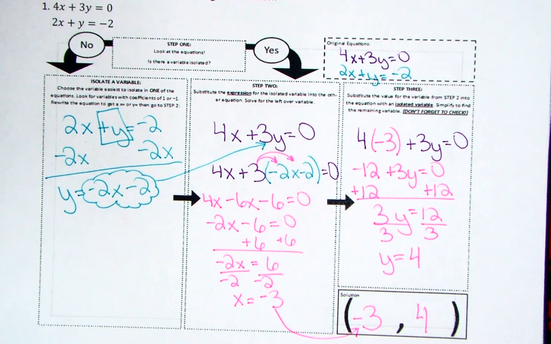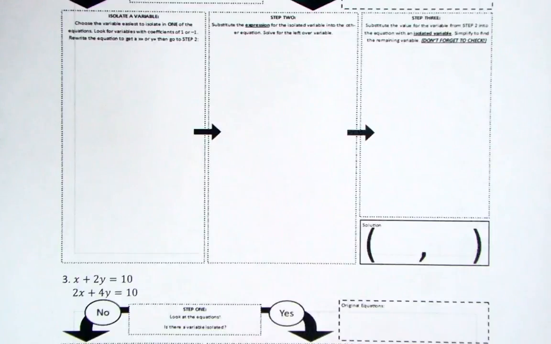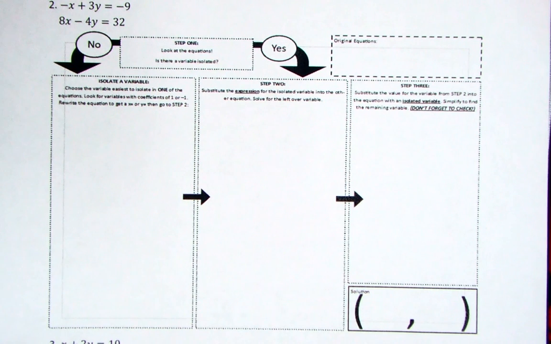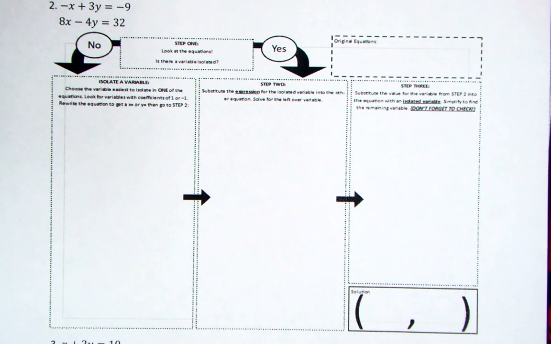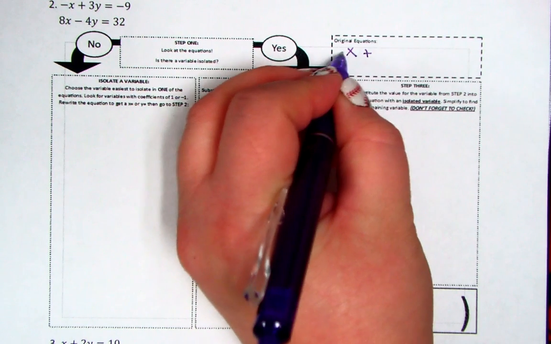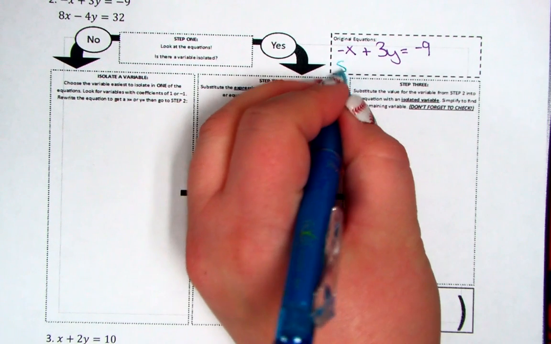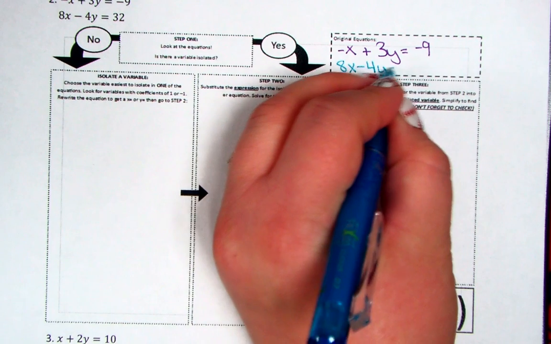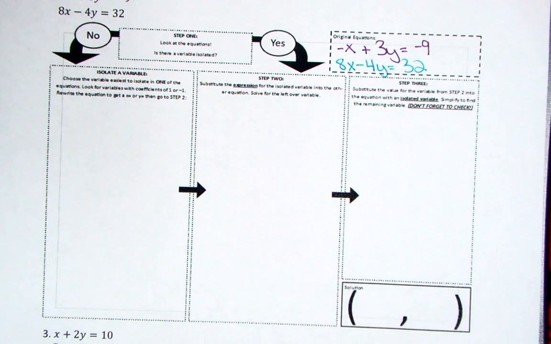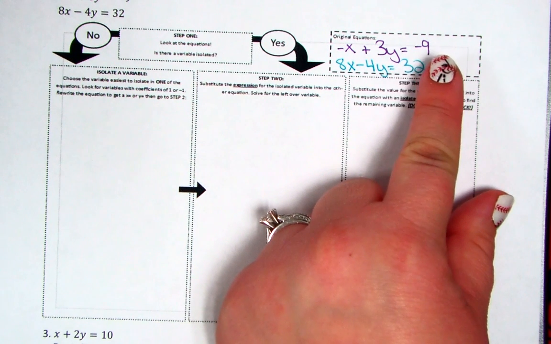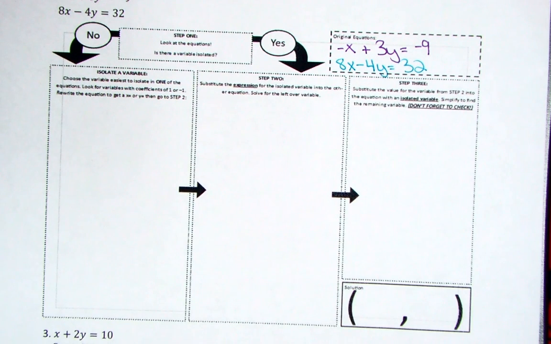Let's take a look at another example. So we're going to write our two equations down in our box here. Negative x plus 3y equals negative 9. And 8x minus 4y equals 32. Look at the equations. Is there a variable that's already by itself?